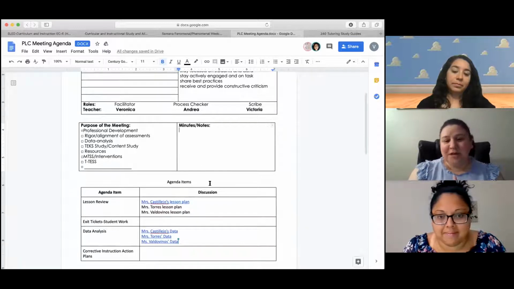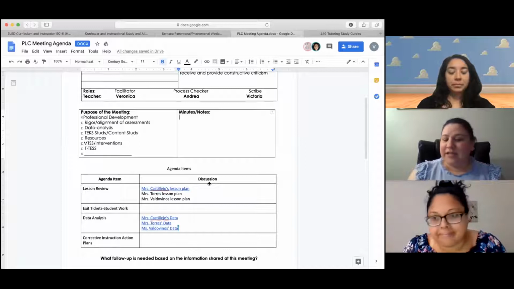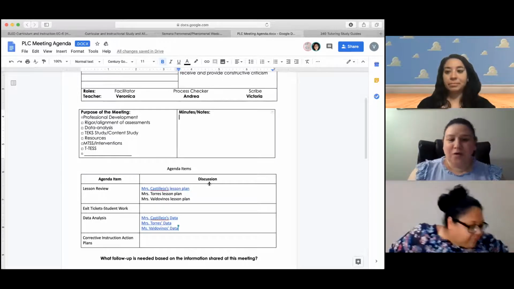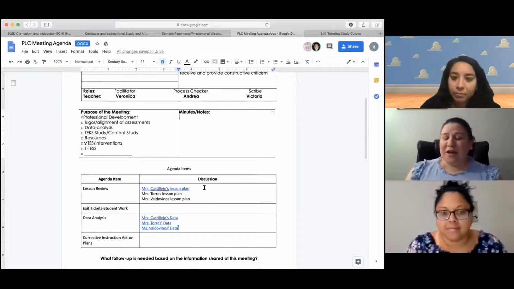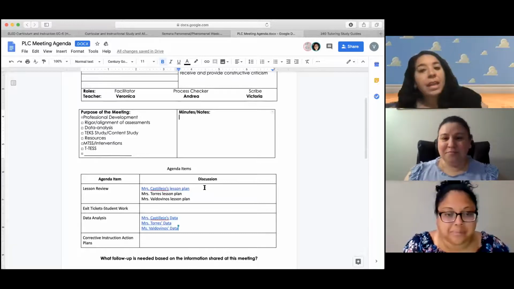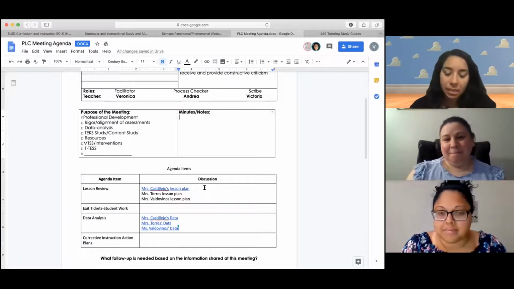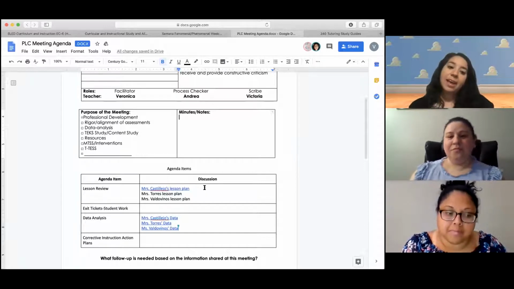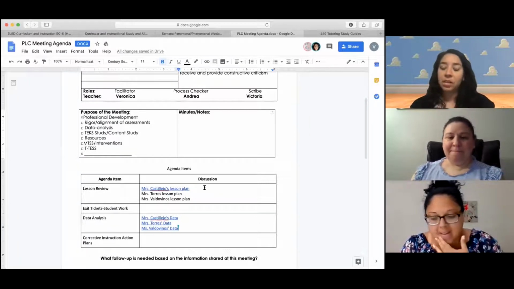So as we start this PLC, let's just jump right in and go over our lesson plans. Let's just start with third grade math. You want to share your lesson plan? Yes, so I can share about my lesson plan. I think we started off really good. The kids were engaged and they really enjoyed the first activity that we had. It was very hands-on for them.